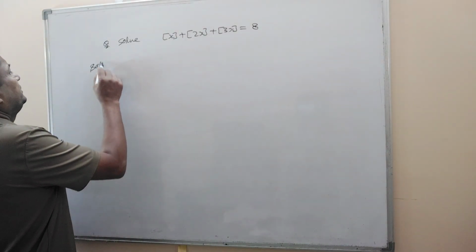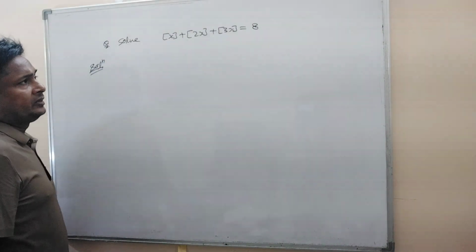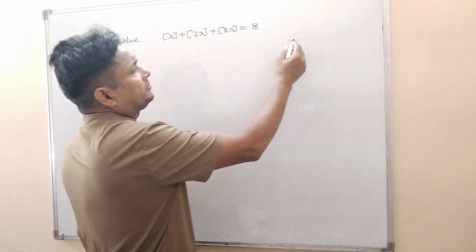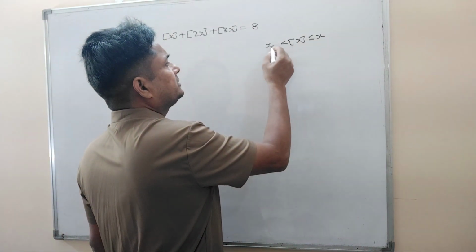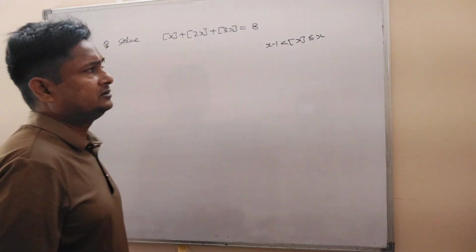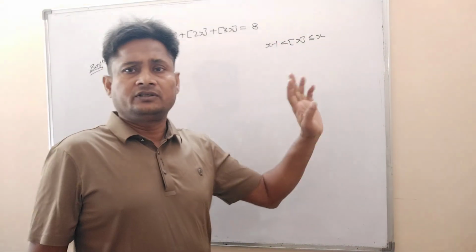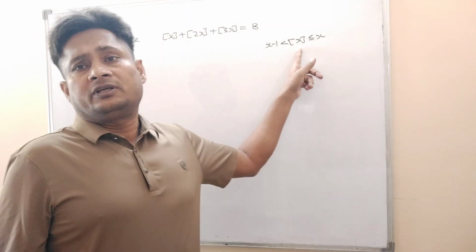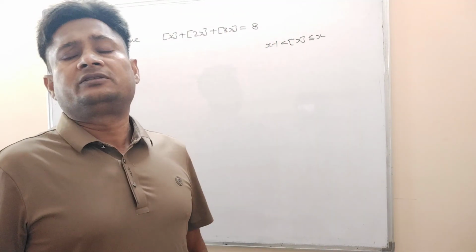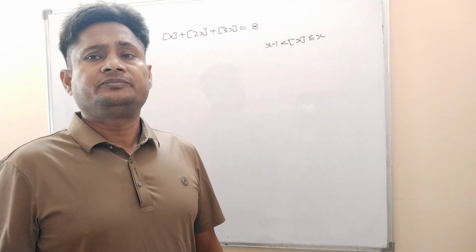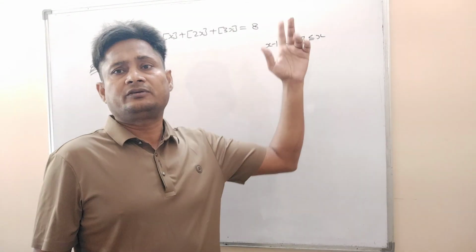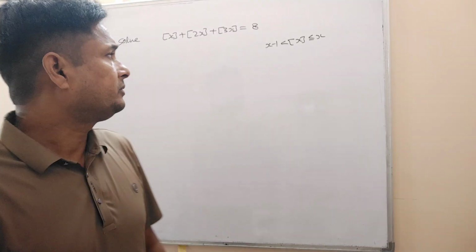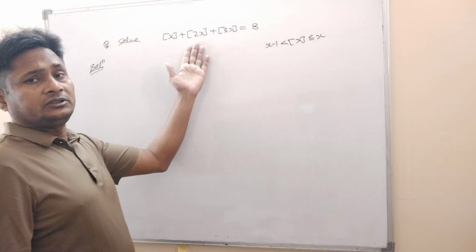The solution will be as follows. We know this property: greatest integer of x is always less than or equal to x and greater than x minus 1. This property will be used in the limit chapter in the sandwich theorem. It is a very important property for the sandwich theorem. Now let's do this question.